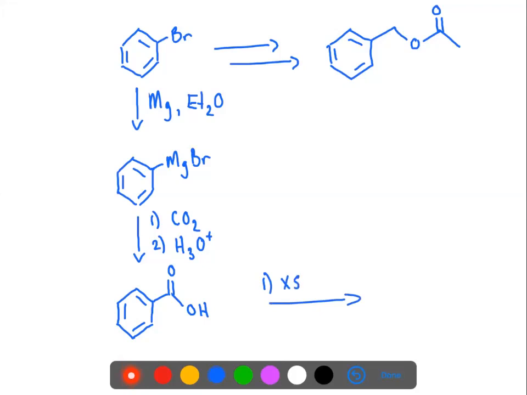So, excess lithium aluminum hydride. We introduced this first in section 12 when we were talking about reduction of esters. We also showed that we can reduce carboxylic acids in a similar manner. The mechanistic details are a little bit more complex, but nonetheless, we can do so.